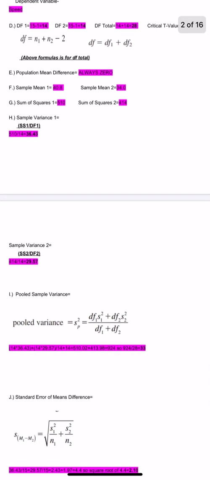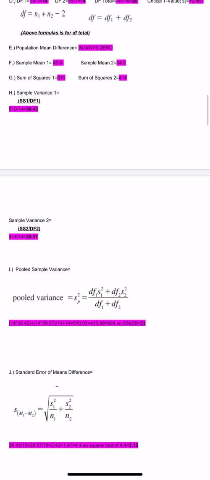The population mean difference is always 0, okay? That comes from a null hypothesis saying that there would be no difference between these two populations, the populations of ATV riders and dirt bike riders. A sample mean is given of 40.8, the sample mean 1. Sample mean 2 is given for group 2 of 34. The sum of squares for group 1 is given 510, and the sum of squares for group 2 is given 414.